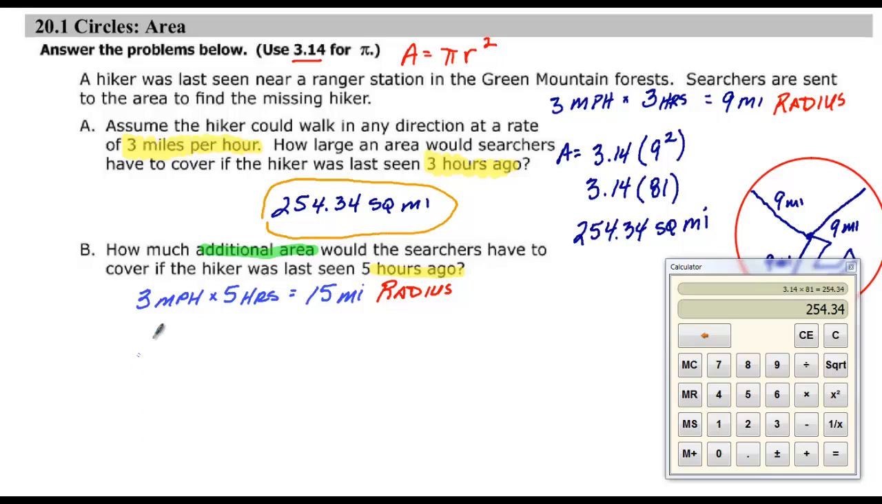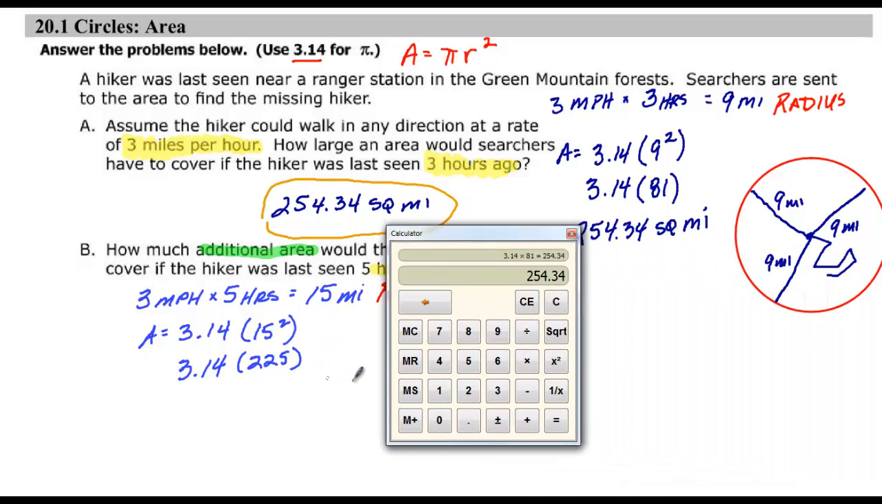So we're going to go through the same process again. We're going to find the area of that. So it's 3.14 times 15 squared, which is 3.14 times 225. That's the 15 squared.